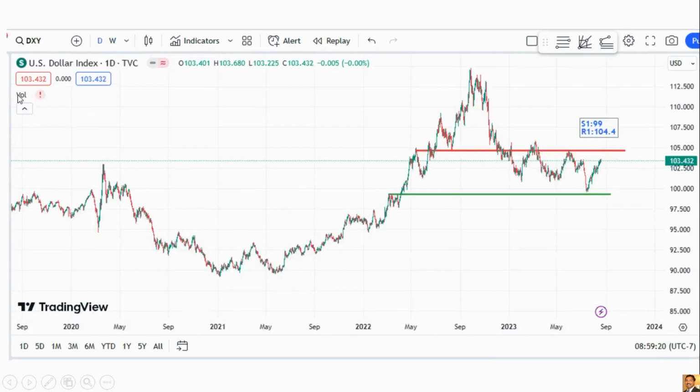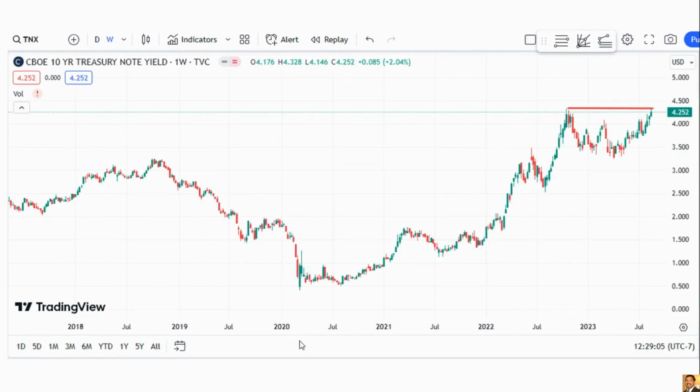One of the reasons is the dollar index. This is the dollar index daily chart. If you see here, it's a V-shaped recovery from 99 to 103. It went up sharply in 10 days. So that's one of the reasons why the gold price went down. The next one is the 10-year treasury yield, which also went up sharply from 3.5 to 4.2. These two, both the dollar index and the treasury yields, add huge pressure on gold.